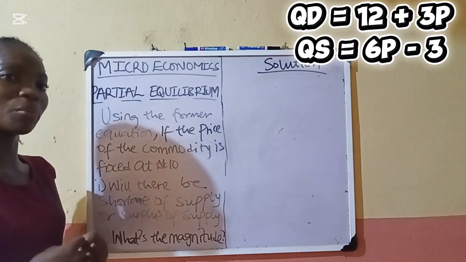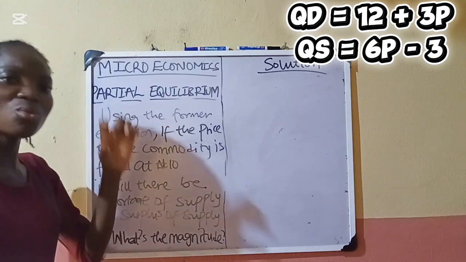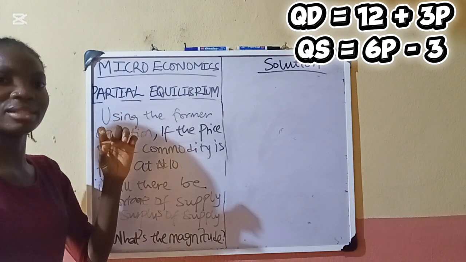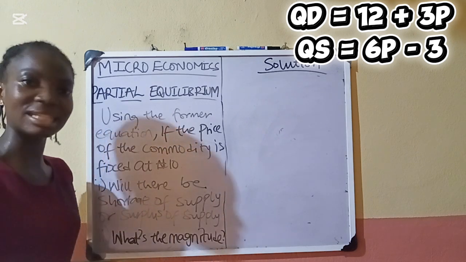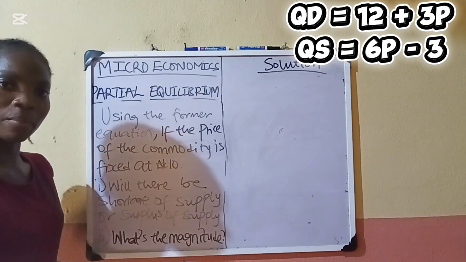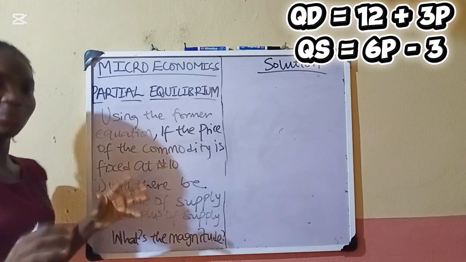Remember that our equilibrium price was 5 naira, but in this question they are asking, what if the price moved from that equilibrium price, which is 5 naira, moved to 10 naira? What will be the result? Will it lead to excess demand or will it lead to excess supply? The second question is, what is the magnitude? That's the rate of the difference.